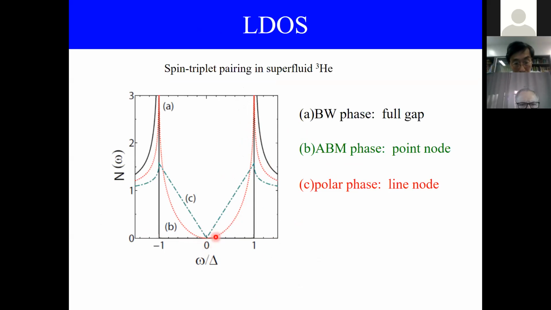Around energy equal to 0, in the presence of a node, like the polar phase with a line node, the density of states is proportional to the magnitude of omega. It becomes a linear function of omega. On the other hand, it should be proportional to omega squared in the presence of a point node. So the density of states is seriously influenced by the nodal structure of the pair potential.